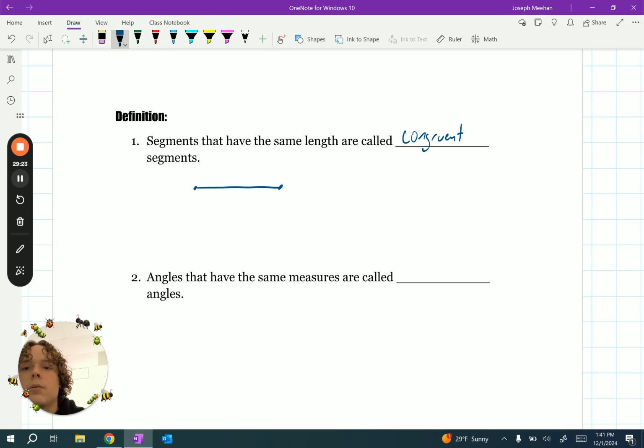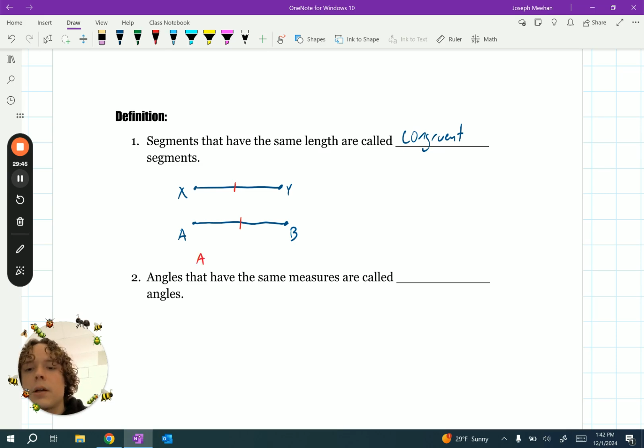That segment, let's say, is congruent to this segment. Actually, let's label these. Let's say XY and AB. If we wanted to say XY is congruent to AB, what we would do is we would put a hash mark just like that. And so for each hash mark, that's how we know they're congruent. So here, both of those have one hash mark.